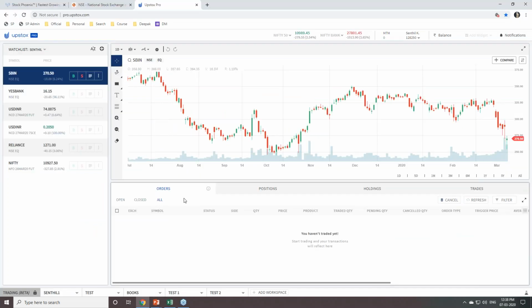For example, you placed an order for buying a stock at 100 rupees. The stock has moved to 105, so you want to change it. You can just do a right click, and there will be an option called modify. You can change the order according to the market price or as per your wish.